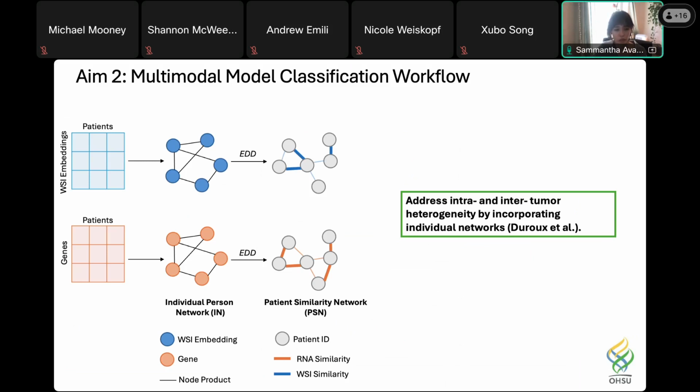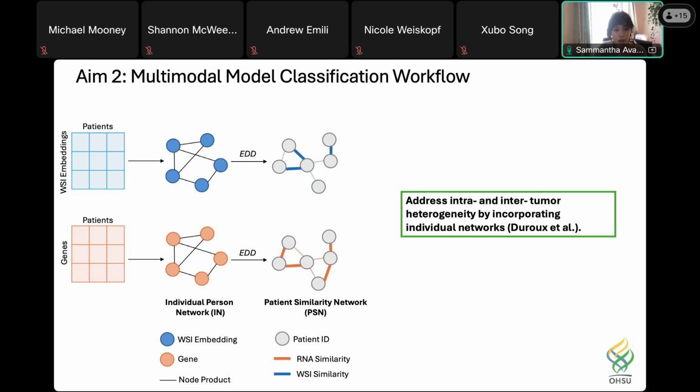And so if we look at our image, in the individual networks, the nodes represent each feature. And so for our whole slide images, each node represents a whole slide image embedding feature, whereas for our RNA sequencing, each node represents a gene. The edges between these nodes are calculated using a node product algorithm, which is an algorithm that essentially measures how the expression of one feature correlates with the expression of another feature.